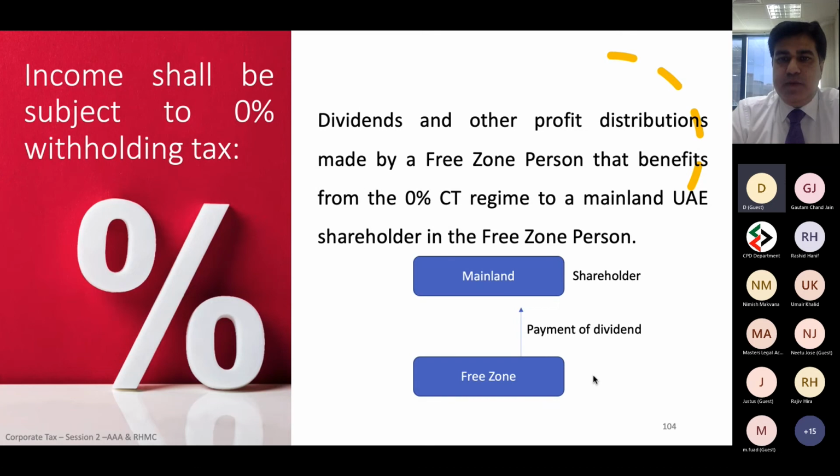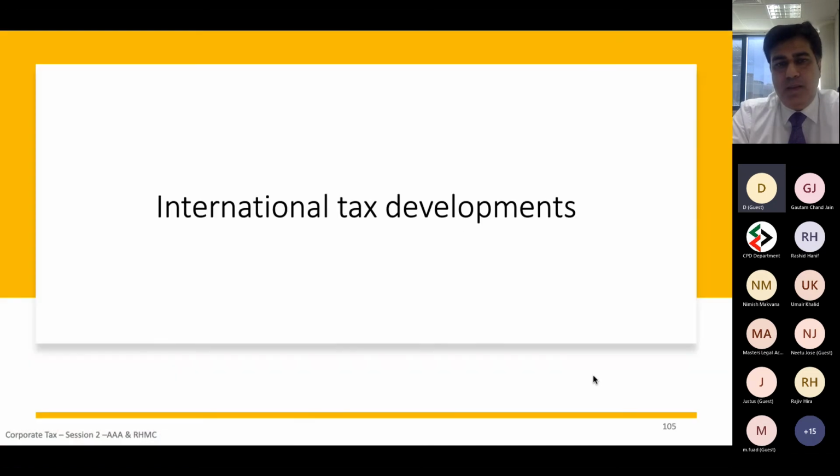Dividend and other profit distributions made by a free zone person that benefits from the 0% corporate tax regime to a mainland UAE shareholder in the free zone. So in this case, if a free zone pays any dividend to a mainland company, which is a shareholder, again it is a 0% corporate tax, withholding tax will be applicable. So that's the quick discussion on withholding tax.